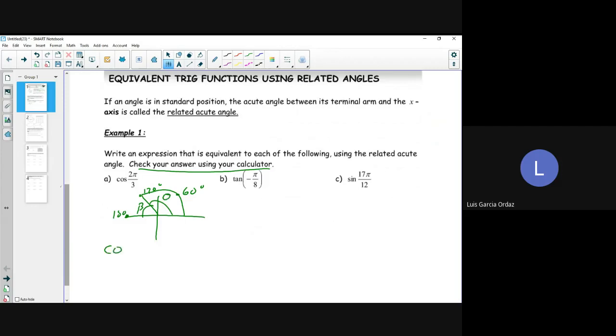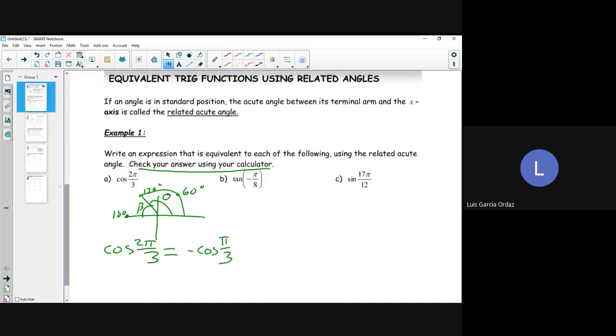So we need to find a related acute angle for cos of 2 pi over 3. So 2 pi over 3 is from 0 to 120. So 120 to 180, how many degrees are left? 60. Is cosine positive or negative in that quadrant? So we can say negative cos of pi over 3. It doesn't matter, you can technically say sine pi over 3. That's legal.